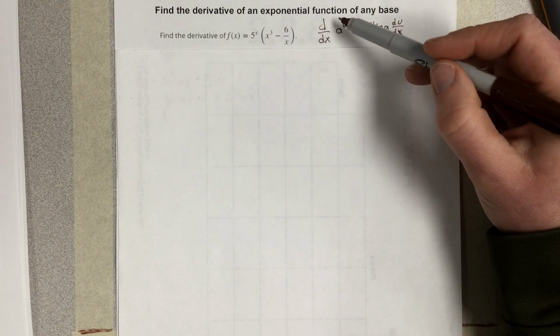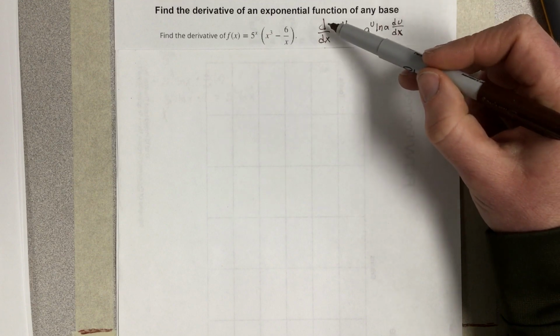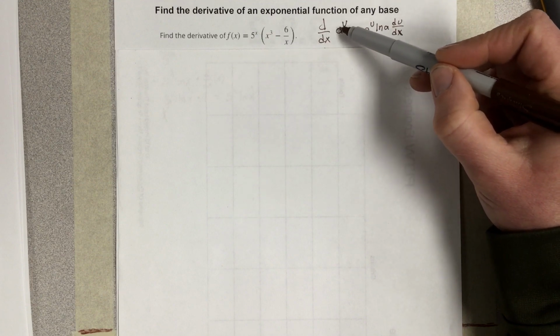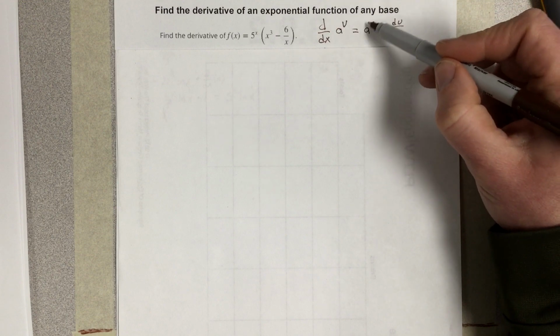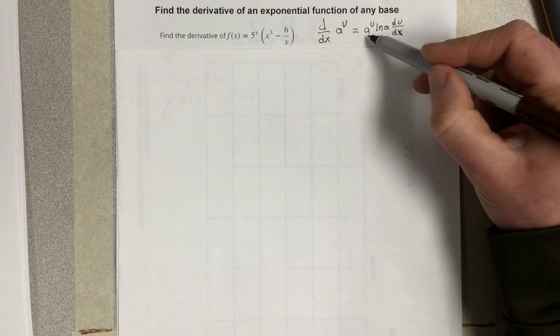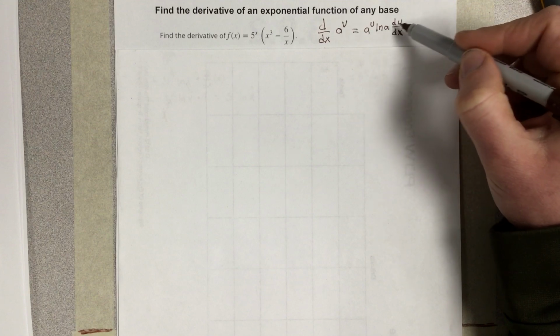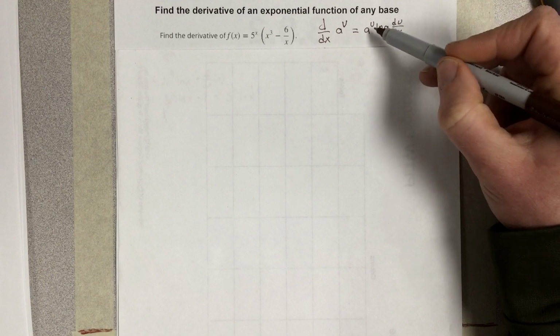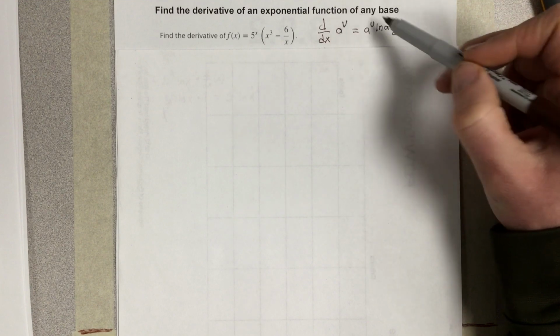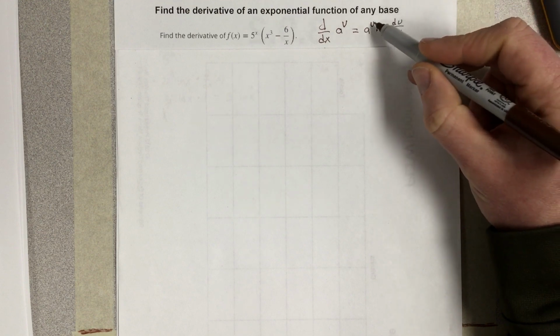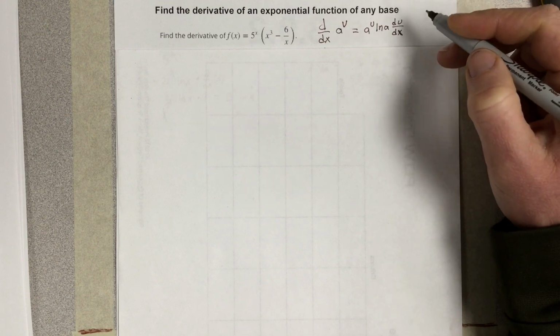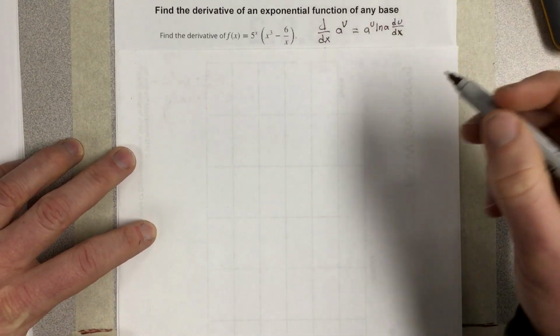So I'm going to use some general terminology here and say the derivative of any number to a power is going to be that same thing times the natural log of the base, and then times the derivative of the inside. That's the application of the chain rule: the derivative of the outside function is a^u times the natural log of a, and the derivative of the inside function is du over dx. So in application, we can start using the product rule and show how this works.